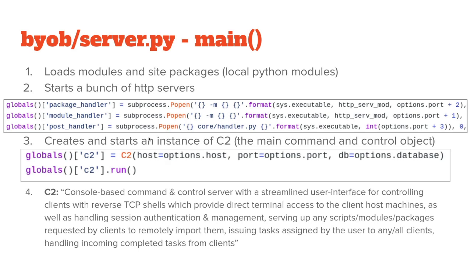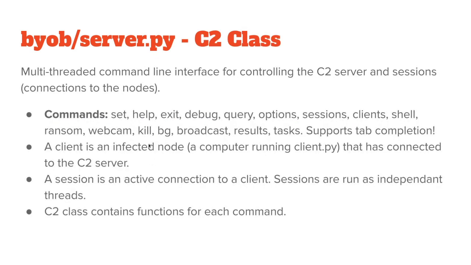Then its only real goal is to create an instance of this C2 object and then run it. The C2 object is basically the console that the botnet operator would sit at and type commands into. It just gives you a little prompt and you type commands. Some of the commands that it supports are things like exit, help, and debug. Those are boring. But you can type stuff like sessions, and it will show you all the connected clients you have, so all the nodes that have connected to your botnet.